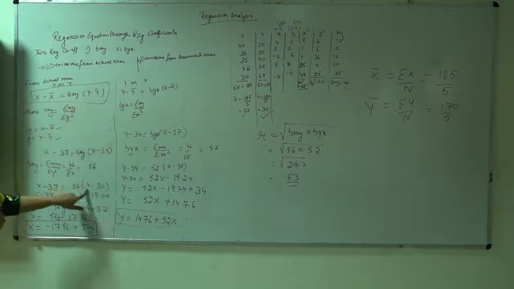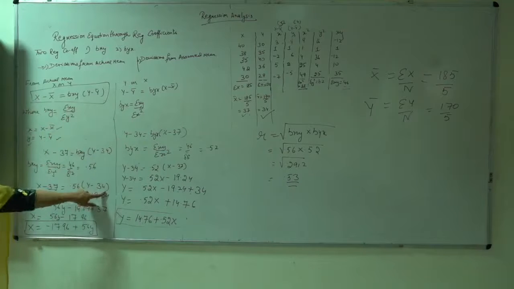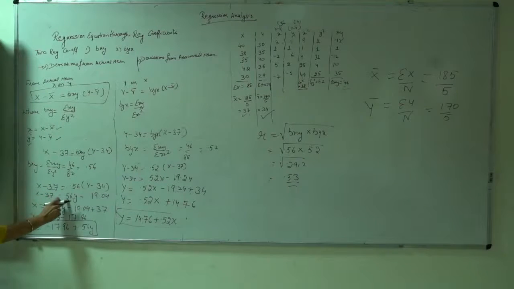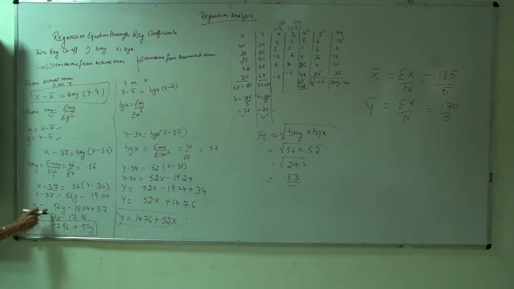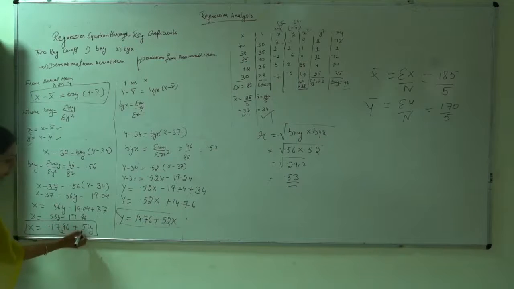Bracket started. y minus y bar, y bar is 34, so I have put 34. Solving the equation, x minus 37 is equal to 0.56y. Multiplying 0.56 into 34 will give me minus 19.04. So x is equal to 0.56y minus 19.04 plus 37. x is equal to 0.56y plus 17.96. So I will be writing the equation in this form: x is equal to 17.96 plus 0.56y. So 17.96 will be your a and 0.56 will be your b. So this is the x on y equation.